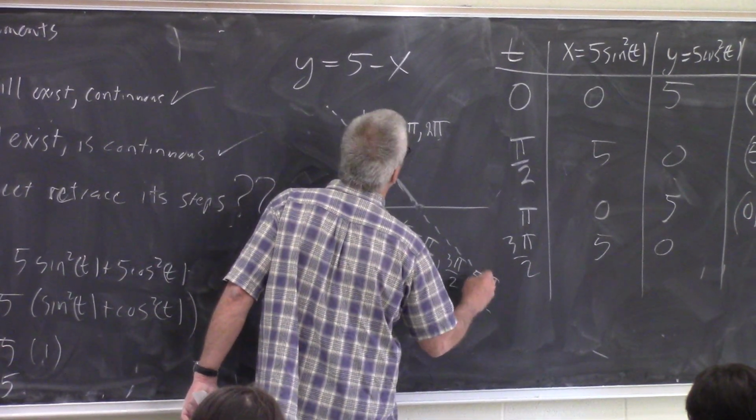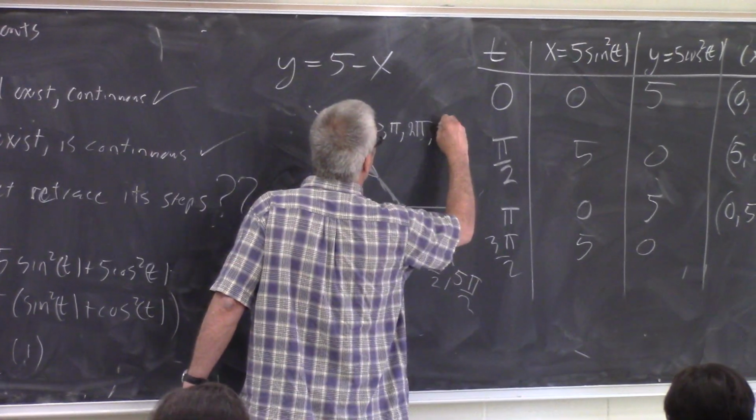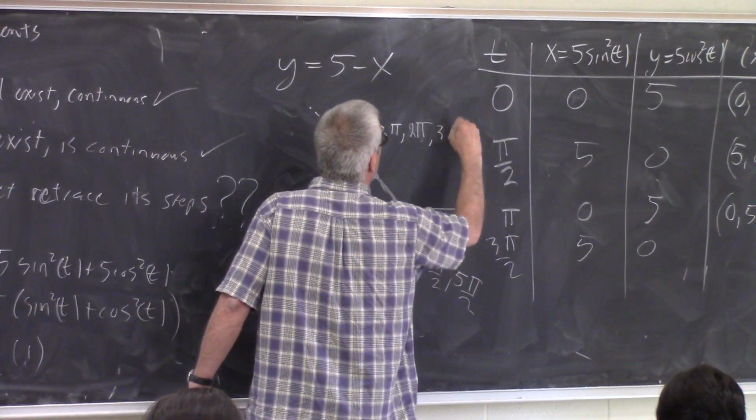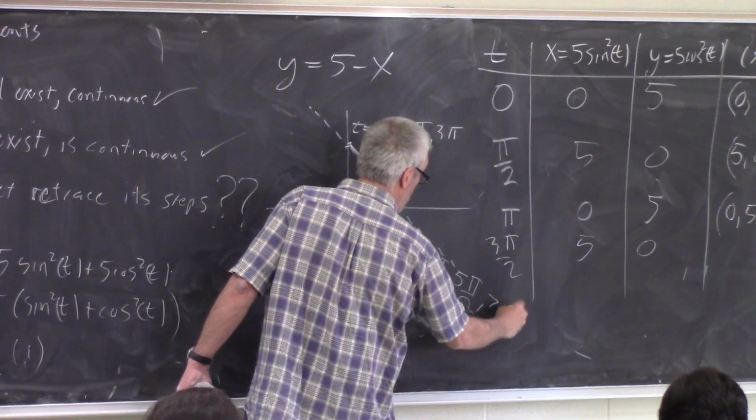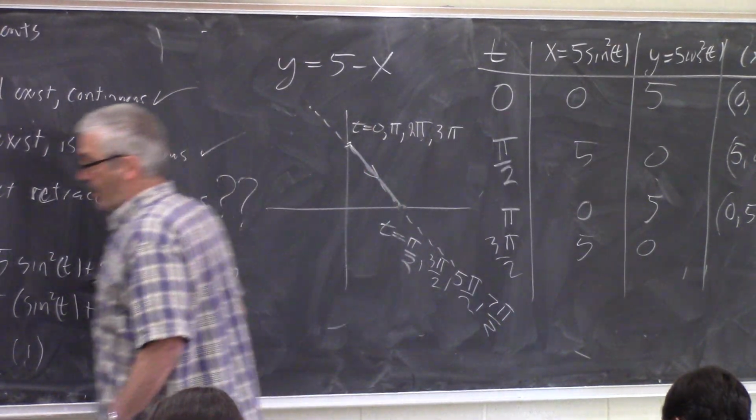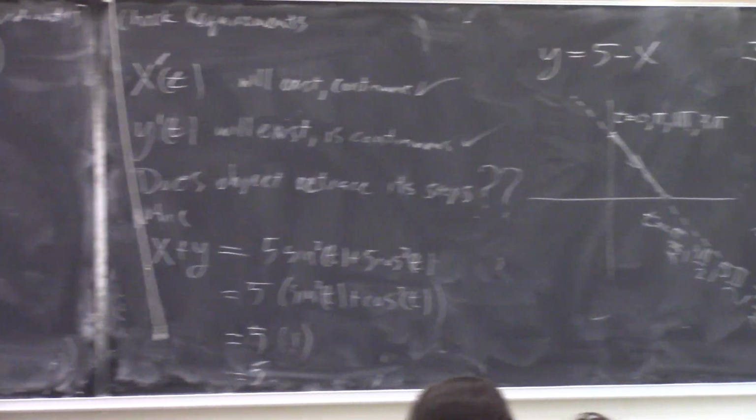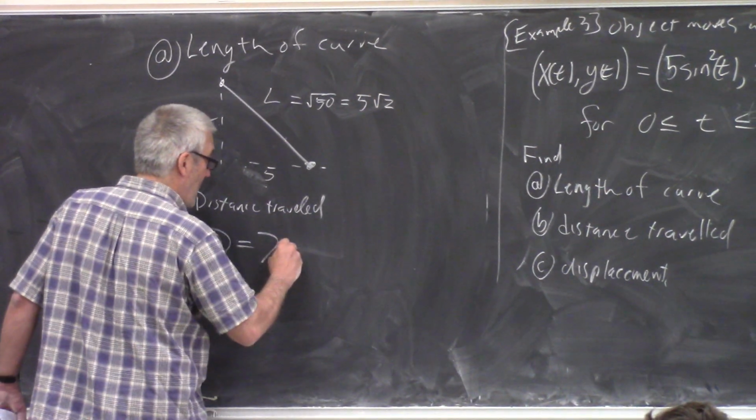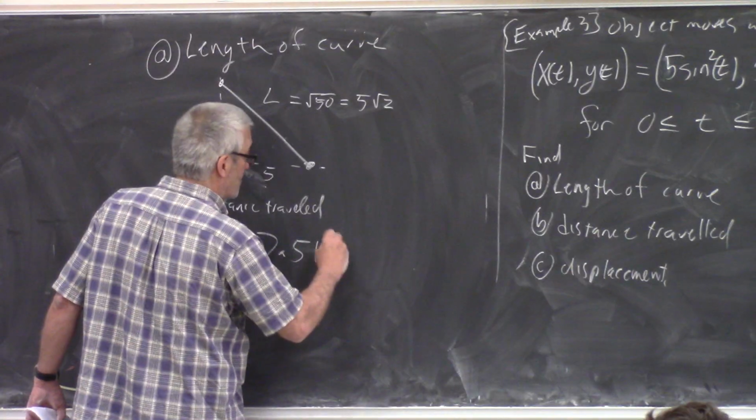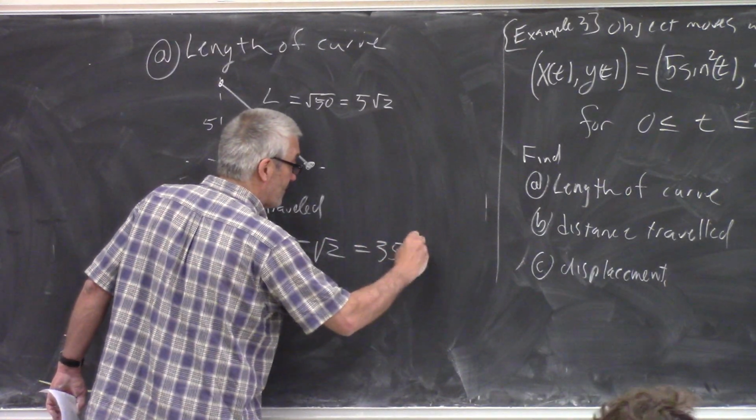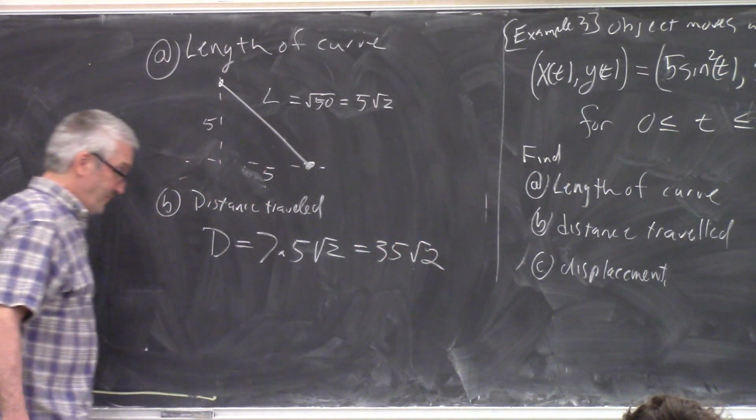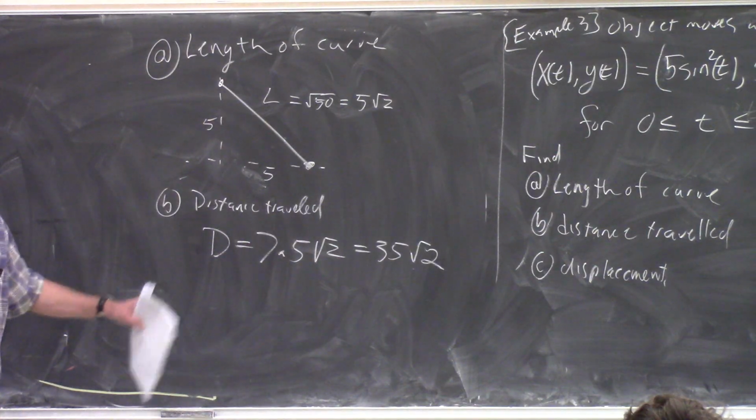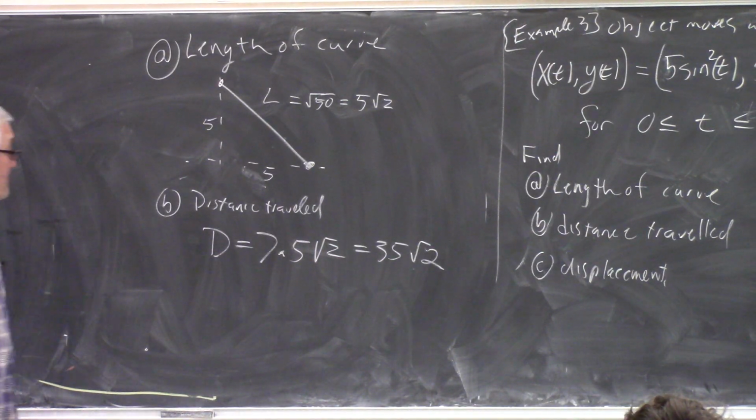So this is 5 pi over 2, and then 3 pi, and then 7 pi over 2. So 7 times. So the length, the distance, is 7 times 5 square root of 2. So 35 square root of 2. Now, dun, dun, dun, this is something new, something from the future.